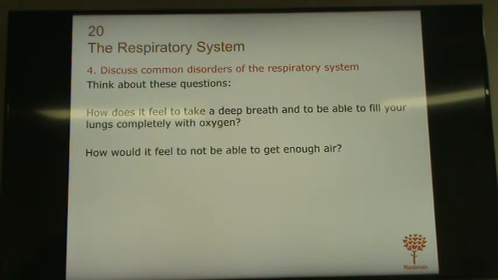How does it feel to take a deep breath and to be able to fill your lung capacity with oxygen? So I normally have my clients do this lung exercise. You're going to take a deep breath, as much breath as you can take in, and then hold it as much as you can and then release it. Alright, you ready?